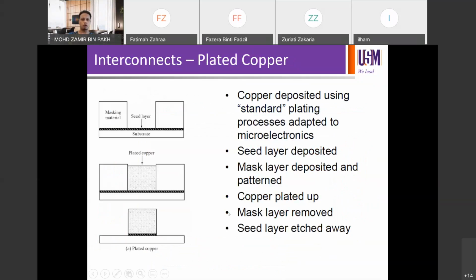Okay, so copper interconnects, how do they look? How does the process look? Copper is deposited using standard plating processes adapted to microelectronics. Seed layer deposited, mask layer deposited, and patterned. You can plate the copper, you can pattern the copper, then you can remove the masking, then you're left with the plated copper interconnects, right?